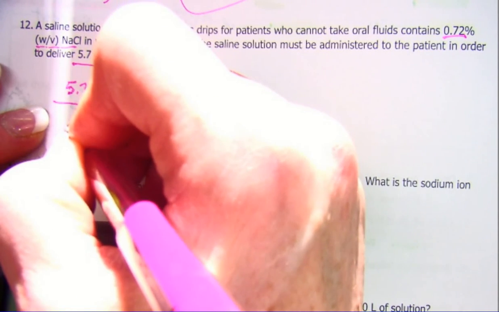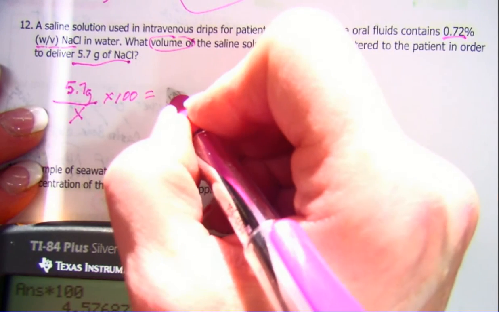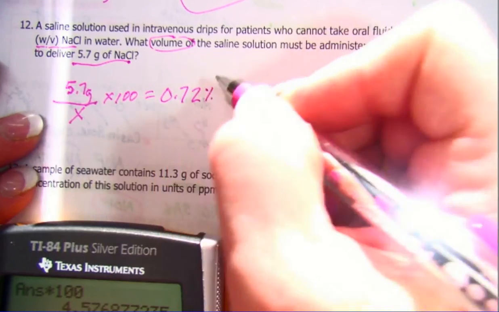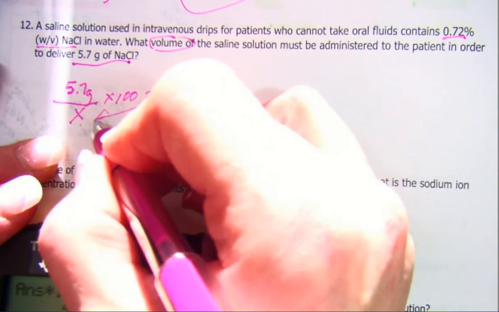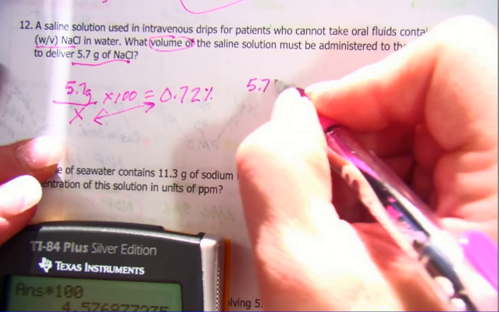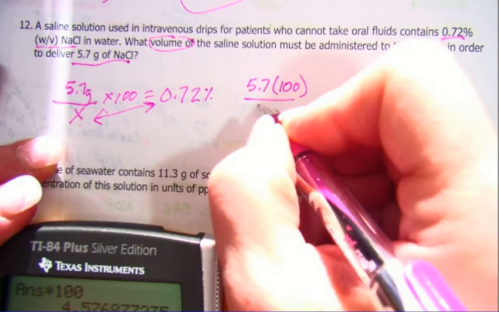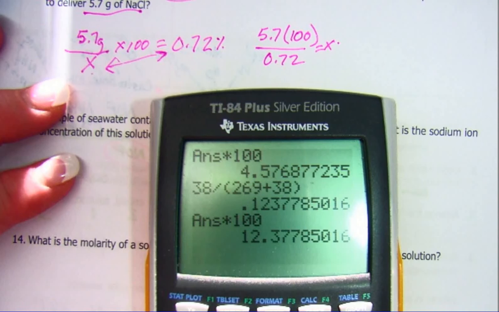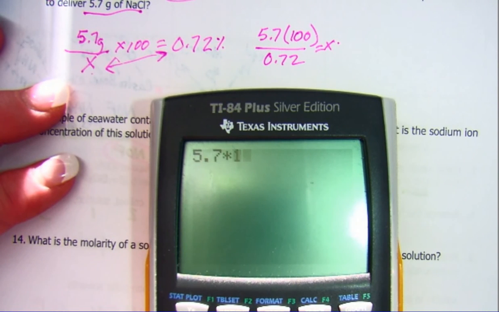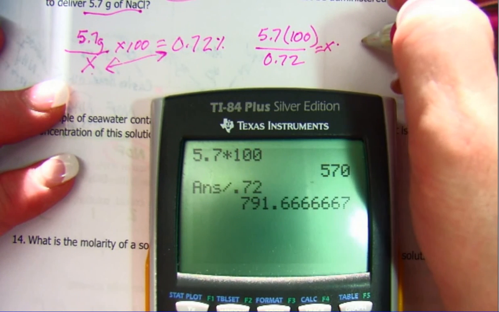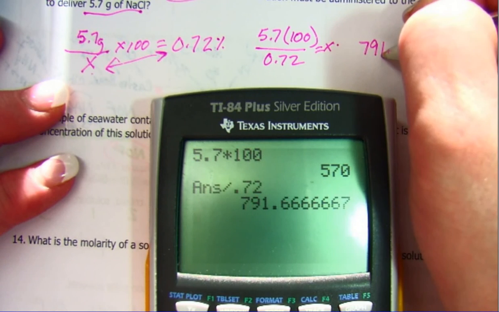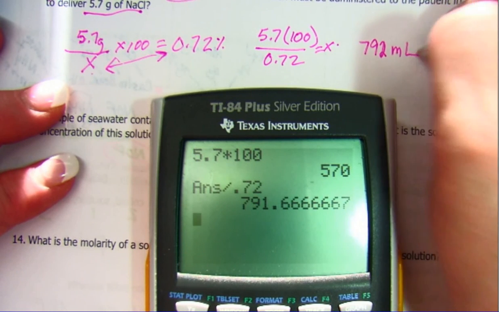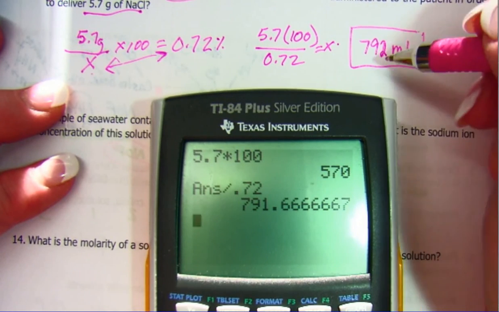So here's my x, and I'm going to times it by 100, and I'm going to get this number over here, the 0.72%. So solving for x, basically these two just trade places, and I get 5.7 times 100 divided by 0.72 equals x. So plugging in, 5.7 times 100 divided by 0.72, and we get 791.92 milliliters. Whenever we do weight per volume, it's grams per milliliter.